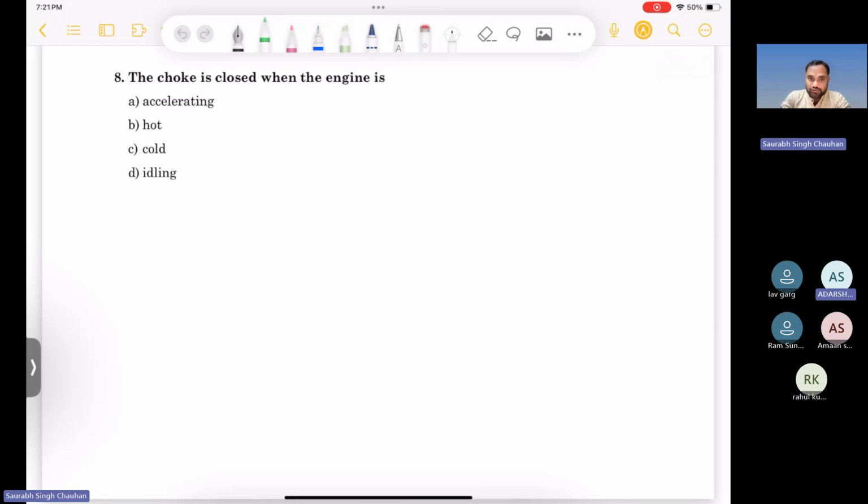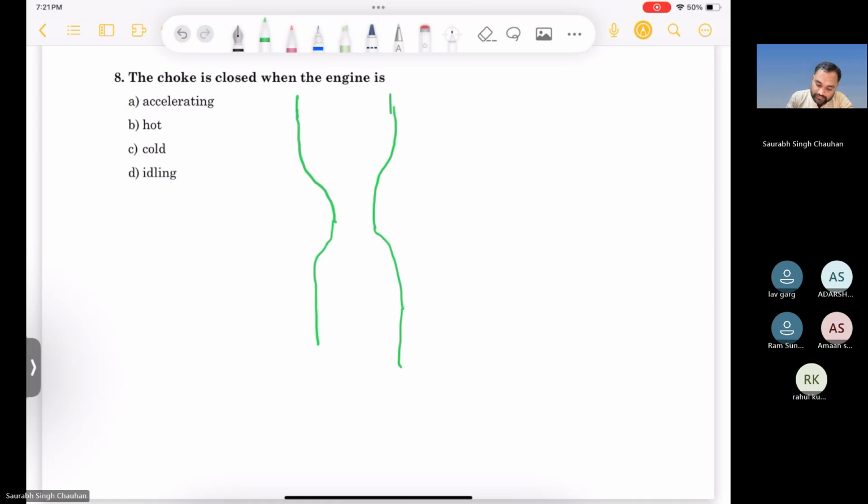So how is it happening? I will make a rough diagram, not a very good diagram, but anyway. Okay, so this is your venturi. This is your throttle valve. This can rotate. For example, currently this is closed, and when it is open, it will be like this.